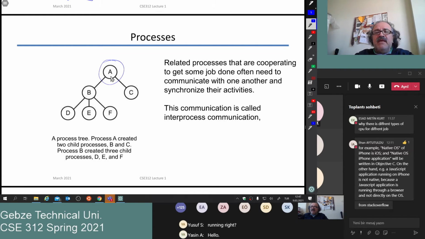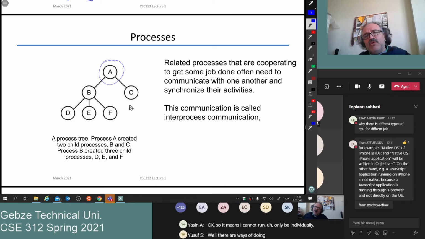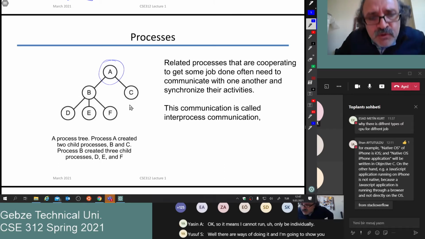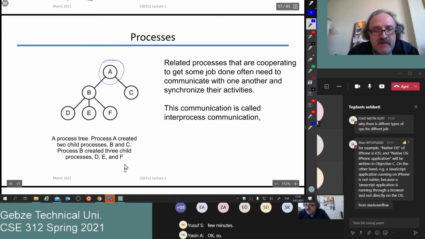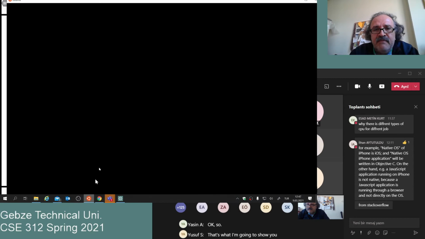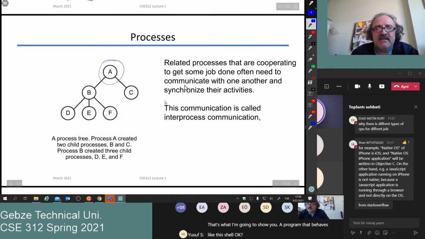When I make a new process, that process becomes another process by itself, and both A and B start running together. So it means I cannot run only B individually. Well, there are ways of doing it, and I'm going to show you the simple shell in a few minutes. I am going to show you a program that behaves like this shell, and you're going to understand it.